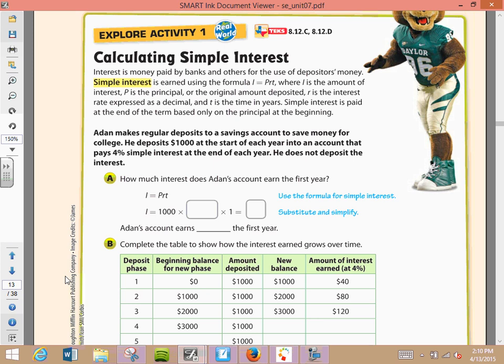So let's read the question. Adam makes regular deposits to a savings account to save money for college. He deposits $1,000 at the start of each year into an account that pays 4% simple interest at the end of each year. He does not deposit the interest. What is the difference between this guy who's depositing money and getting paid interest and another guy who's borrowing money from the bank?